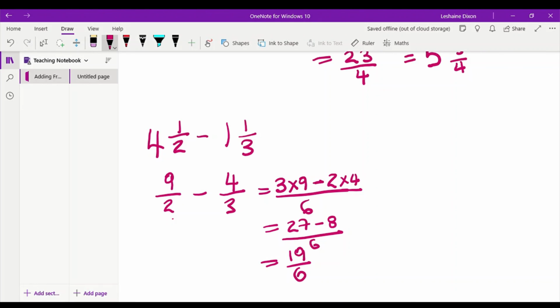And if you want to convert it back, 6 can go into 19 3 times without a remainder. So the whole number is going to be 3. 1 is going to be left, so that's going to be 3 and 1 over 6.